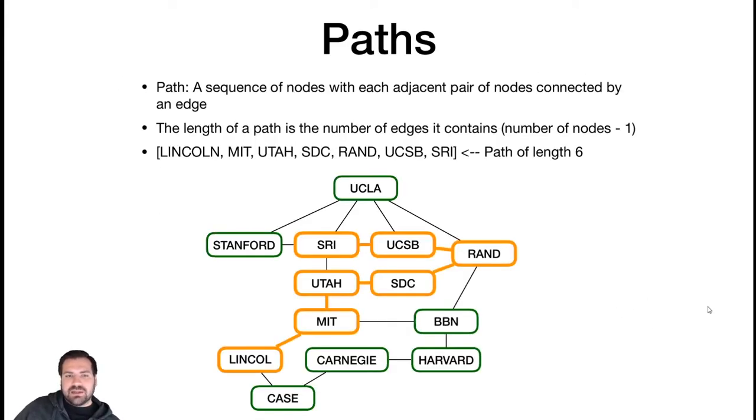So let's revisit paths and then define distance. So a path is some sequence of nodes for which each adjacent node in the path has an edge connecting them.